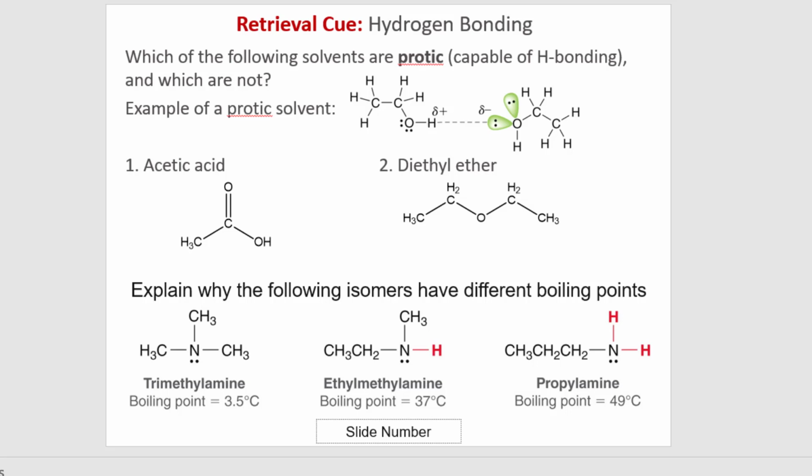Here are two problems, and I just want you to go through and see if you can rationalize which of the following isomers have different boiling points. Like, explain why you see the differential that you see. And also for the above, for acetic acid and diethyl ether, I want you to indicate if they have the opportunity for hydrogen bonding.